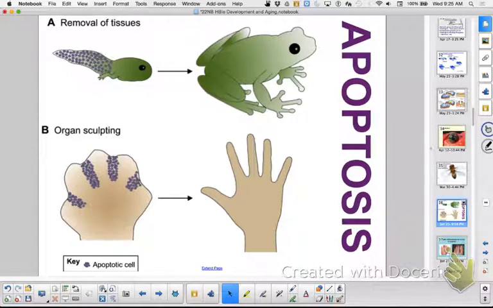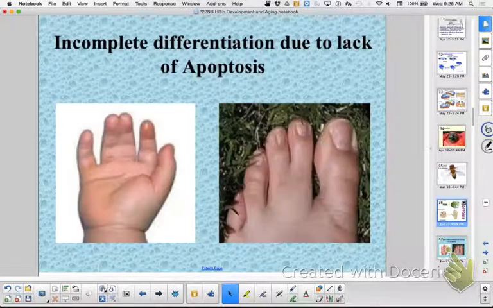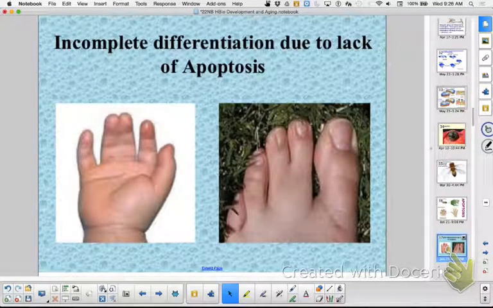Just like if you were gonna make a vase or something in art, you have to cut off some of that clay and get rid of it. That's what's happening here. This is how the tail comes off the frog, is that tissue dies. And if it doesn't, then these are when you have that unfinished differentiation. You don't sculpt it exactly right.